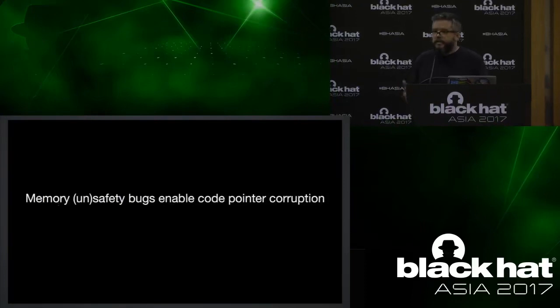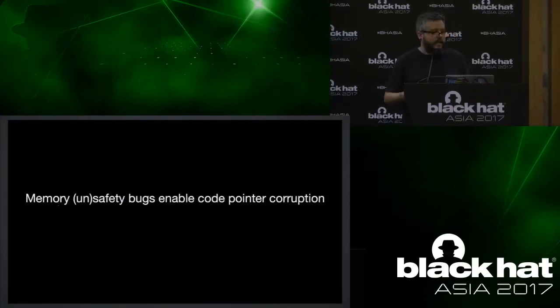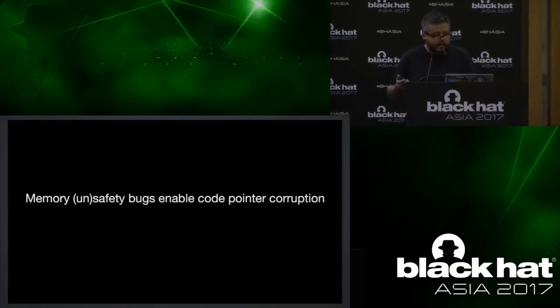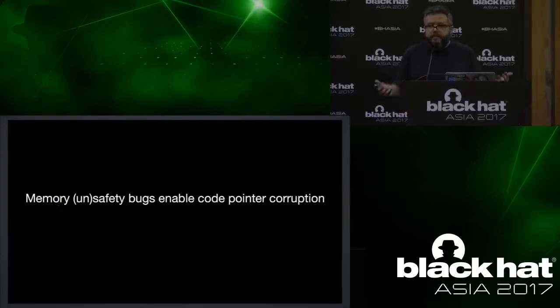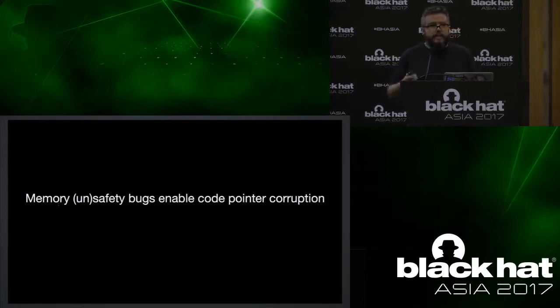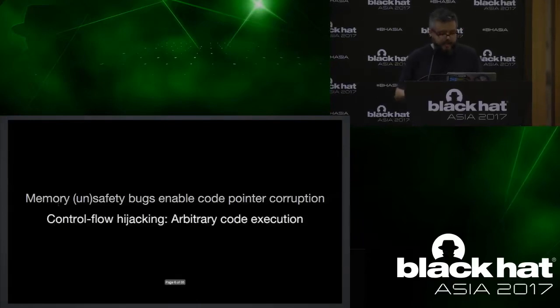Okay, so we have to start from the beginning, and because of that, we have to talk about memory safety bugs. And as most of you might know, memory bugs, memory problems may allow attackers to overwrite code pointers. So they may have control over code pointers, be it a function pointer or a return address, which is on the stack. And because of that, they can achieve something that we call control flow hijacking. So basically, they are able to achieve arbitrary code execution.